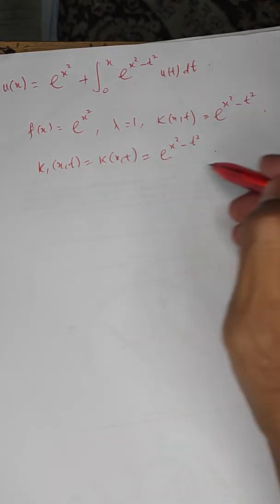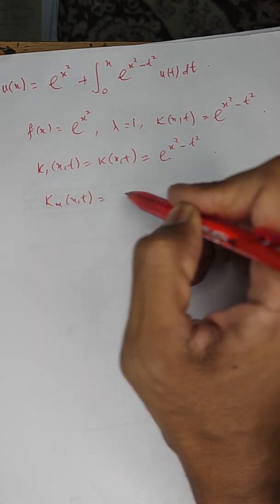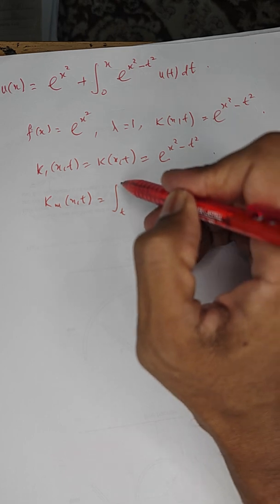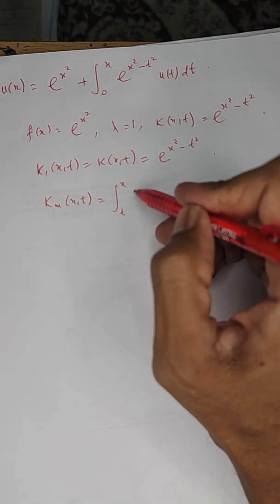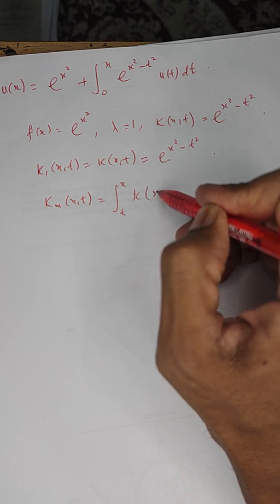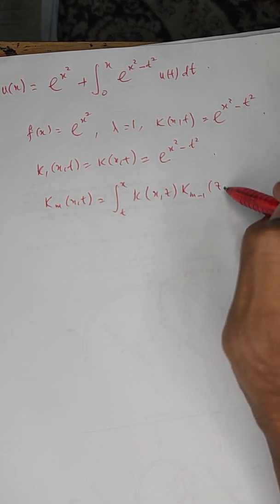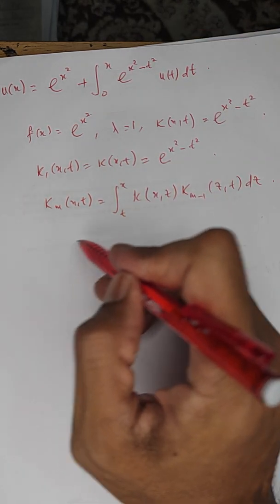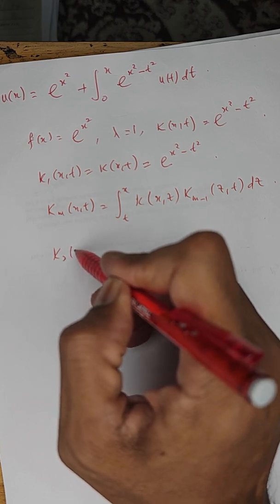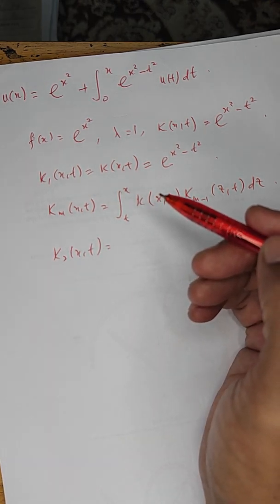And then you can find Km(x,t). This is the integral from t to x of K(x,z) K(m-1)(z,t) dz. So with this you can find what K2 is.